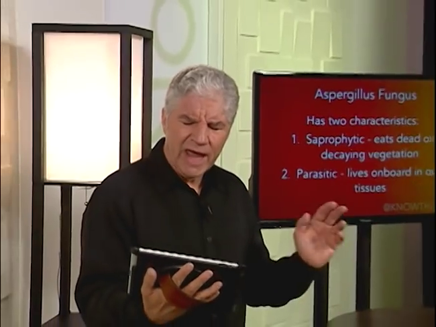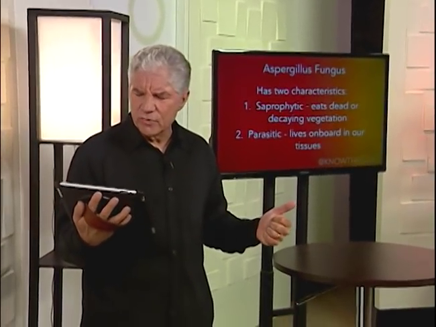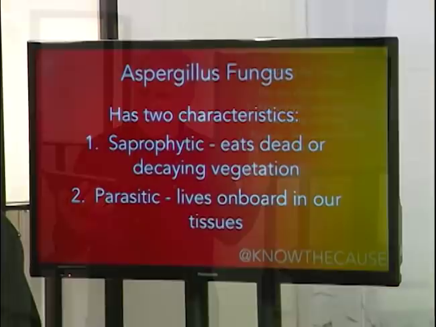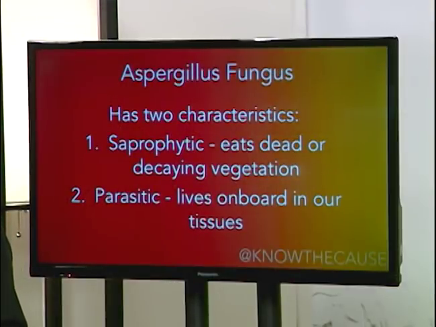And then they form in balls called aspergillomas, right? And so these were misdiagnosed. All 27 got better on antifungal drugs. And I have to ask, how rare is cancer misdiagnosis? Okay, let's study just aspergillus today, very quickly. Aspergillus fungus, it has two characteristics. It eats dead or decaying vegetation, and it lives on board in our own tissues.